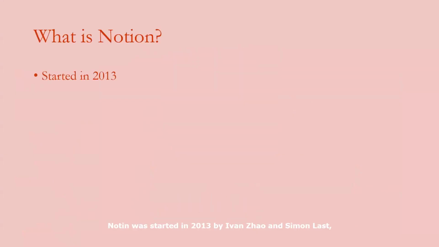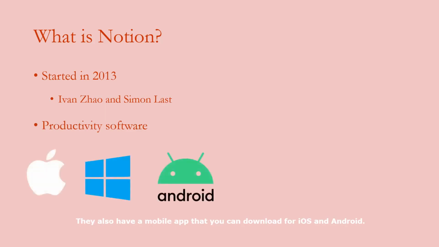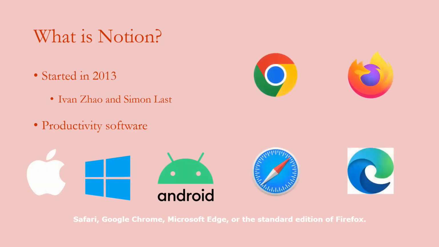Notion was started in 2013 by Ivan Zhao and Simon Last, and it is a productivity software. It is available as a desktop application for Mac and Windows. They also have a mobile app that you can download for iOS and Android. You can even access it through the web using Safari, Google Chrome, Microsoft Edge, or the standard edition of Firefox.